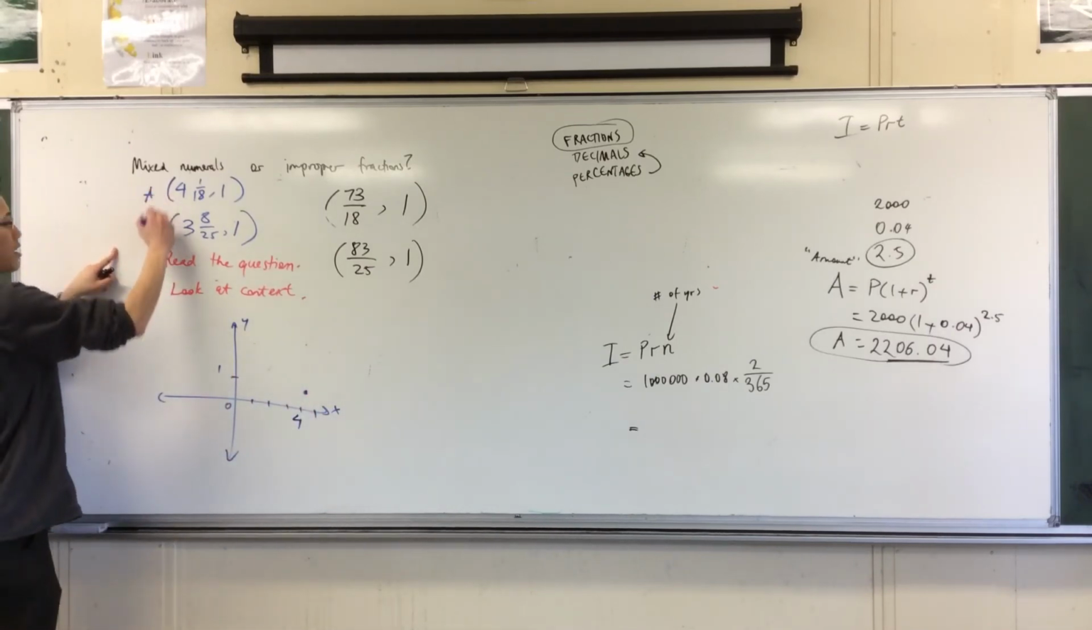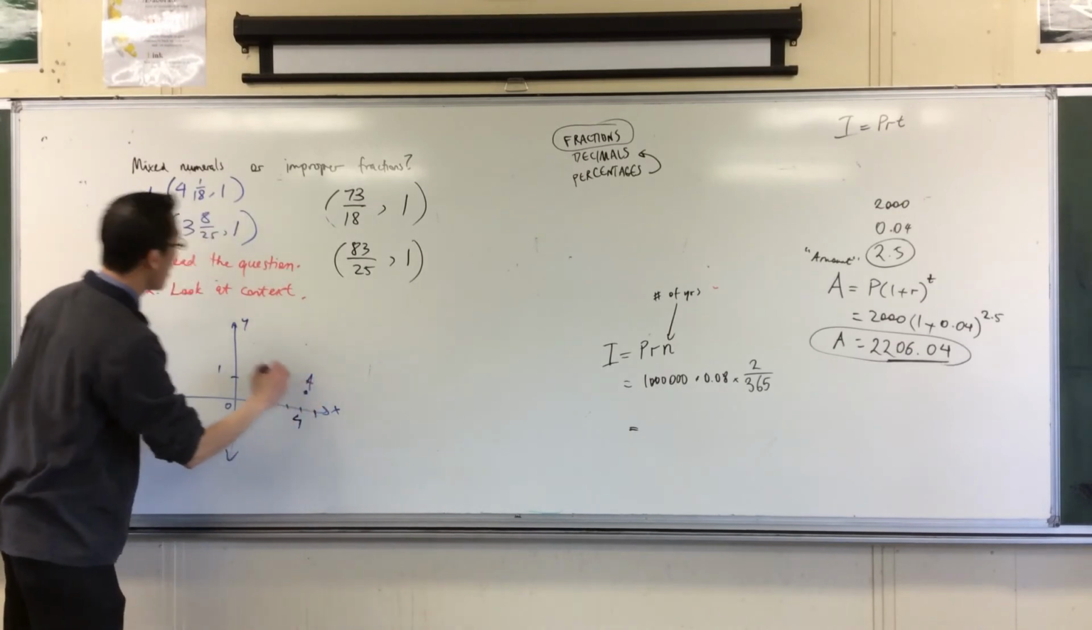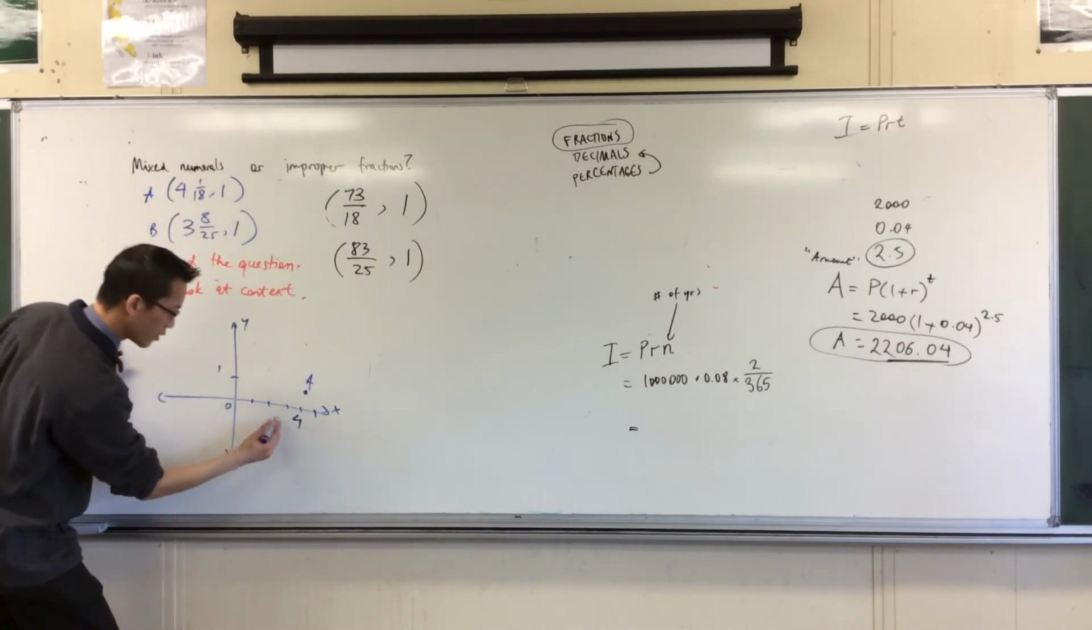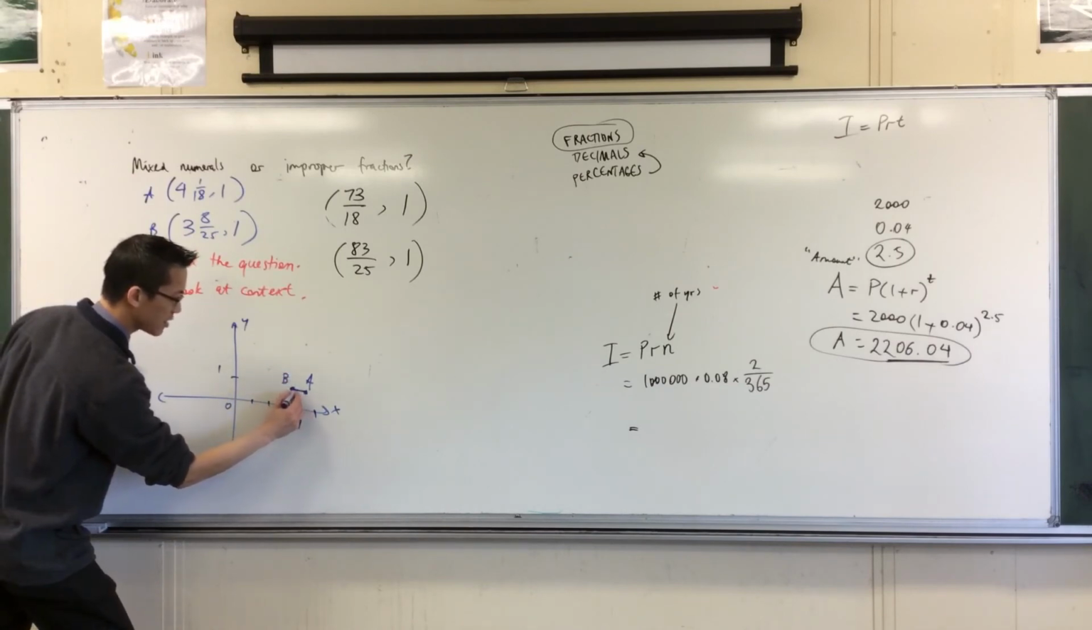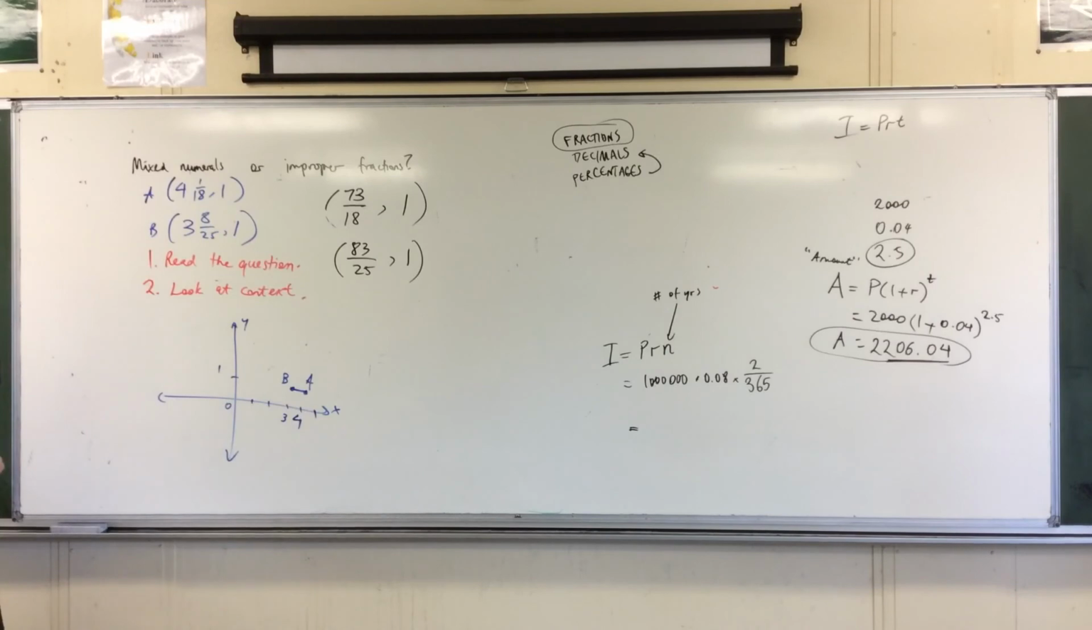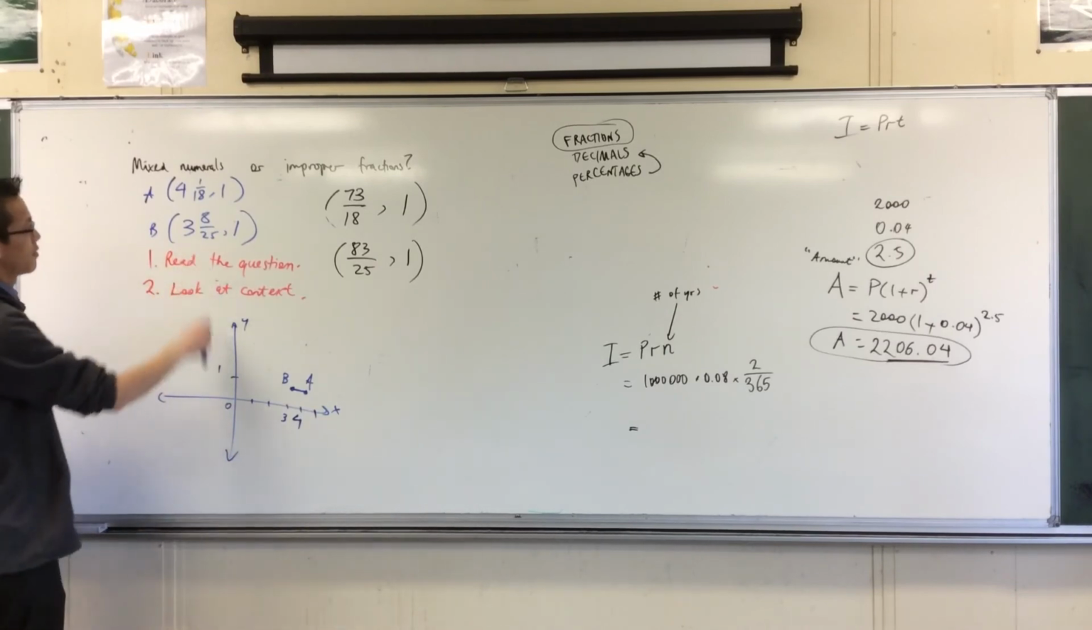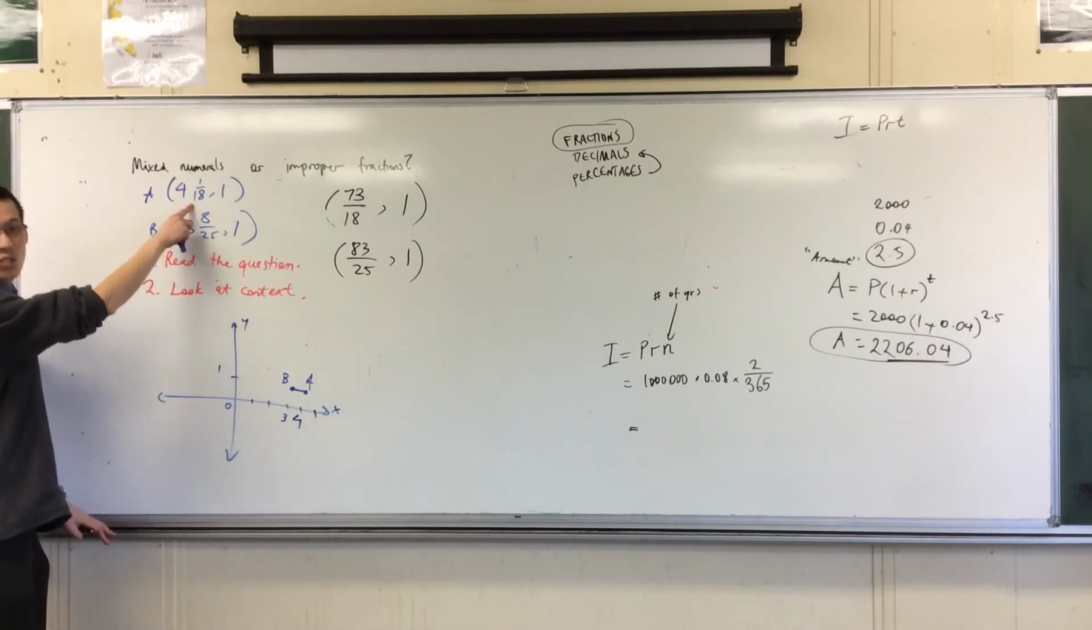Let's call this one A and call this one B. So there's A, and B is going to be, well, if that's 4, this would be 3. It'll be somewhere around here. That's B. So you can see them in relation to each other. So 3 and 8/25ths is quite far from 4, whereas this is quite close to 4, isn't it?